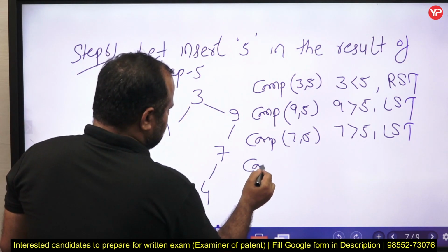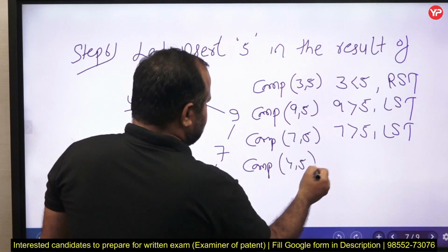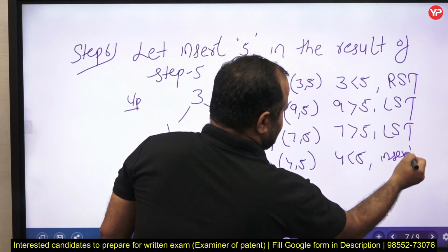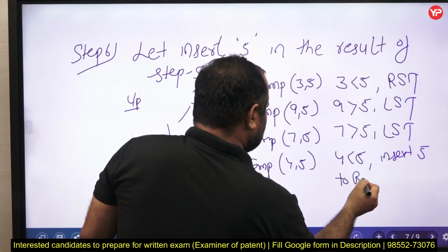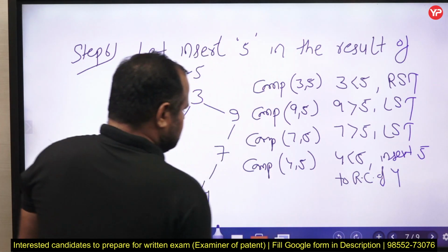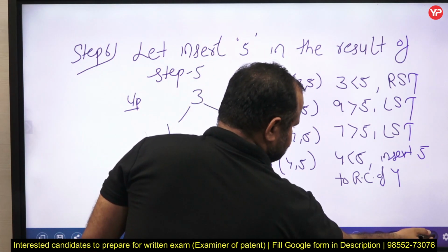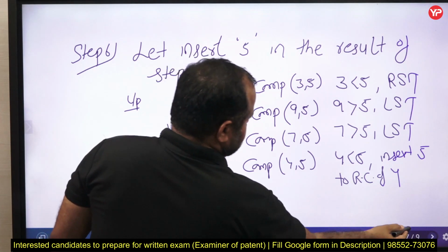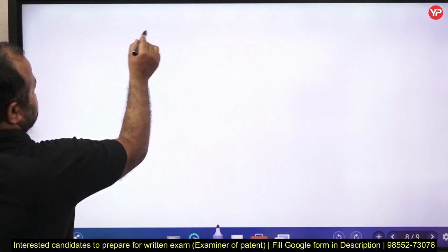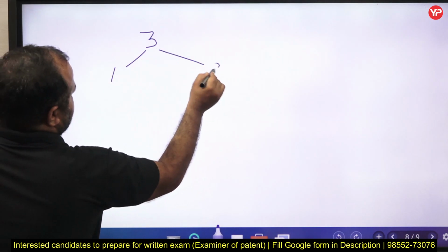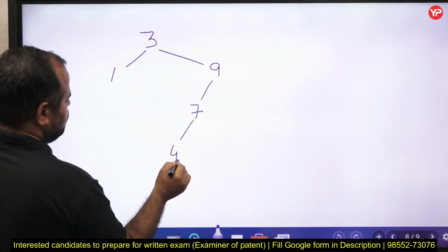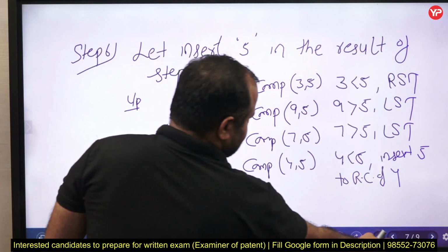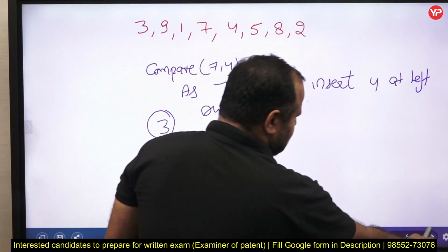Now 4. Compare 4 and 5. As 4 is less than 5, insert 5 as the right child of 4. So the resultant output is 3, 1, 9, 7, 4 and 5. Now I have to insert the next elements, 8 and then 2.